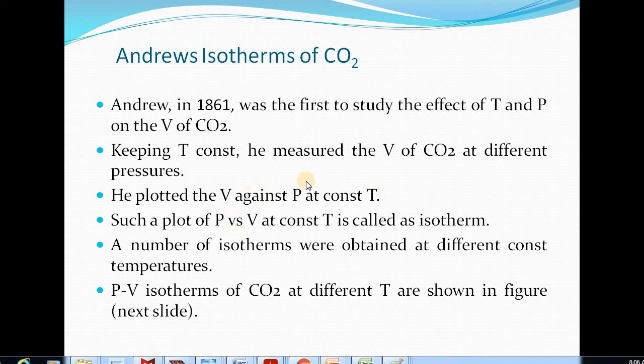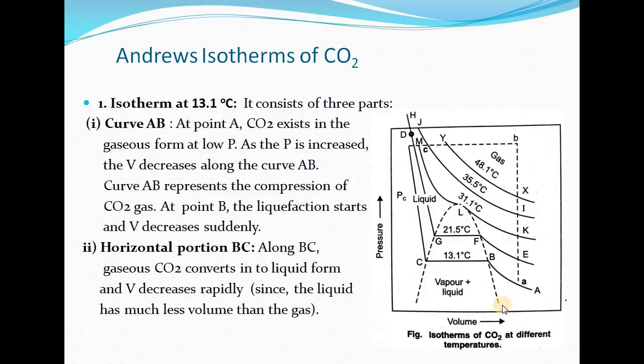Such a plot of pressure versus volume at constant temperature is known as an isotherm. As the temperature is constant, we call it an isotherm. A number of measurements were done at different temperatures so that a number of isotherms were obtained. Various PV isotherms of carbon dioxide gas, which were experimentally obtained by Andrews at different temperatures, are shown in the figure. In the next slide, we will study in detail what observations he made from these plots.